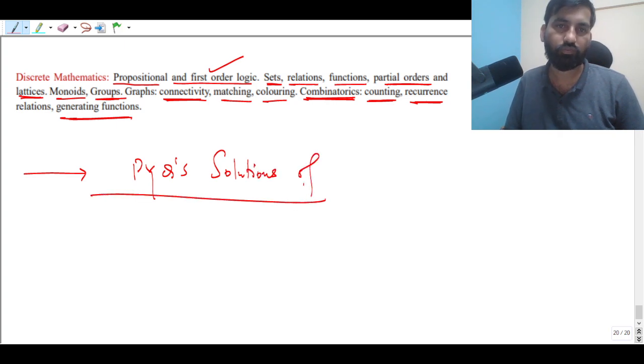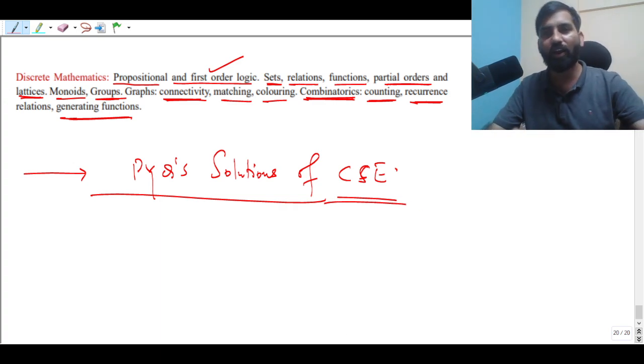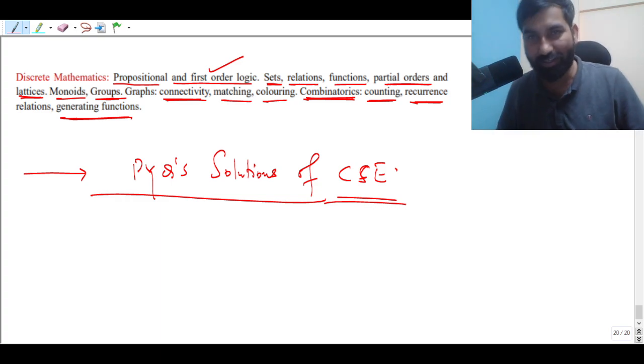Of computer science. Whatever subjects I'm going to teach for computer science, I will give the complete picture, so that you can score maximum marks from this, right?